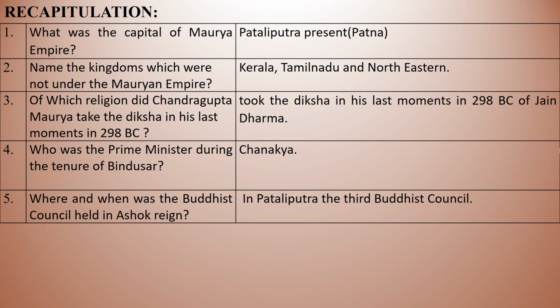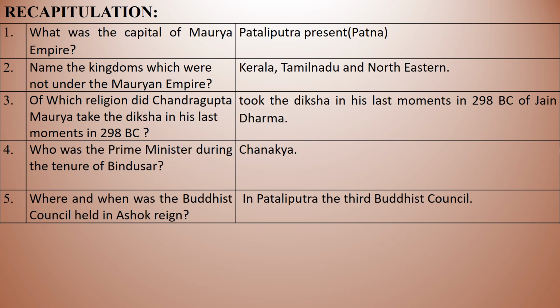I have prepared my first question as, what was the capital of the Mauryan Empire? The answer of which is Pataliputra, present day Patna. The second question is, name the kingdoms which were not under the Mauryan Empire. The answer of which is Kerala, Tamil Nadu, and the Northeast. The third question which I have framed is, of which religion did Chandragupta Maurya take the Diksha in his last moments in 298 BC? The answer is Jain Dharma.